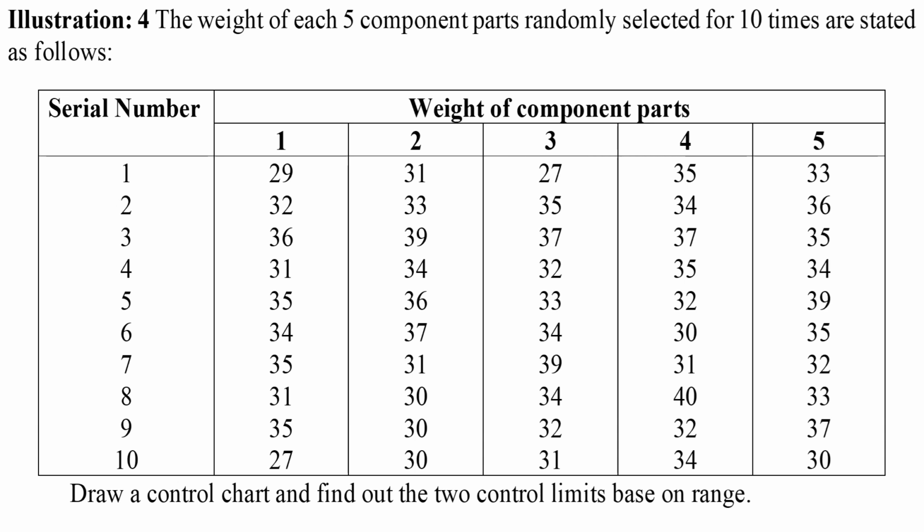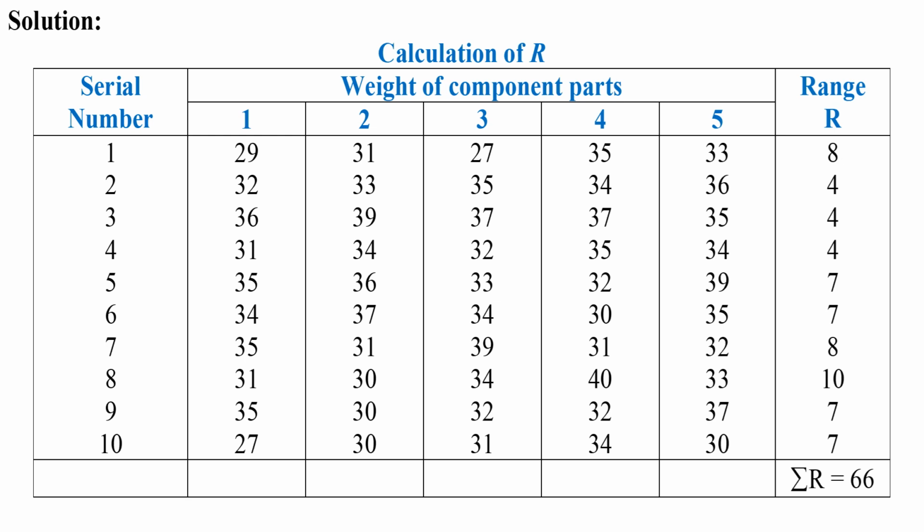Draw a control chart and find out the 2 control limits based on range. Solution. 7 columns table should be prepared. In the first 6 columns, the values given in the illustration should be written. In the 7th column, that is R, the range should be calculated.